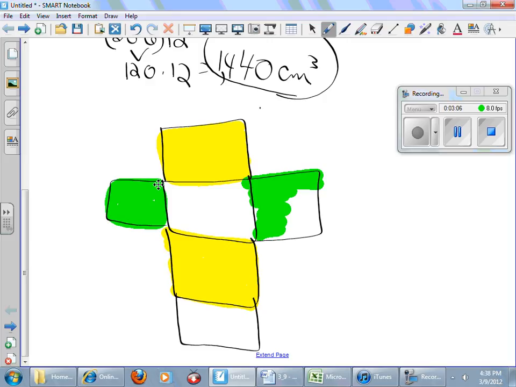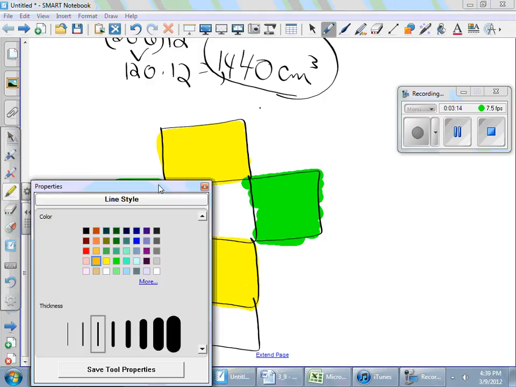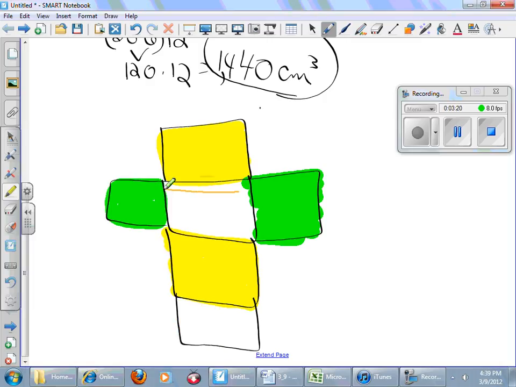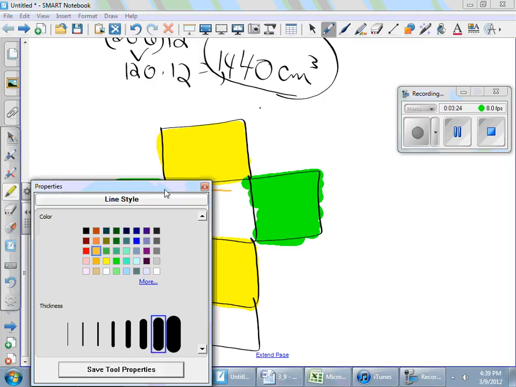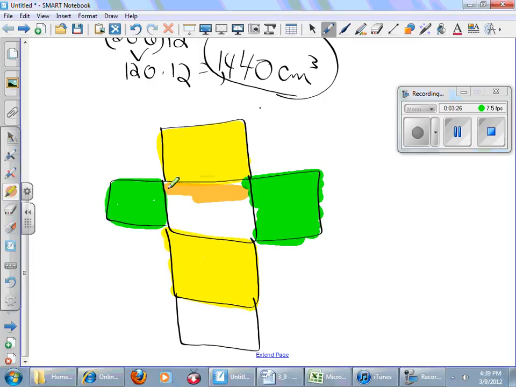Right? And then over here, I know that, pick a different color here, orange, that'll be good. I know that these, oh, that's not a very big highlighter. All right, let me do it that way. There we go. I know that these two are going to be the same. The opposite faces are congruent.